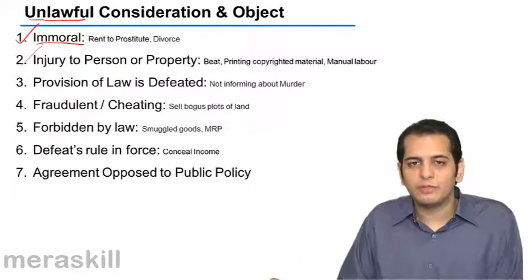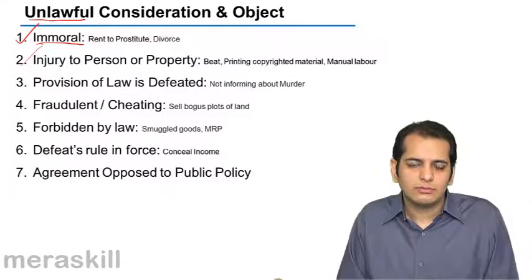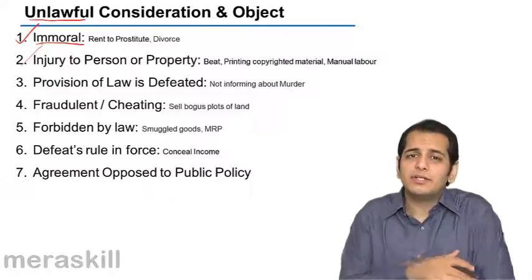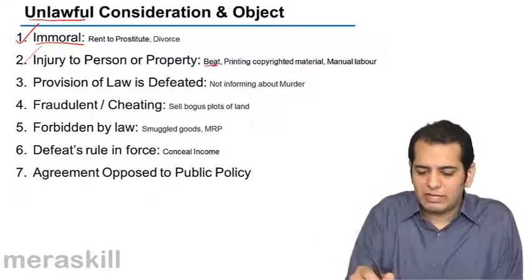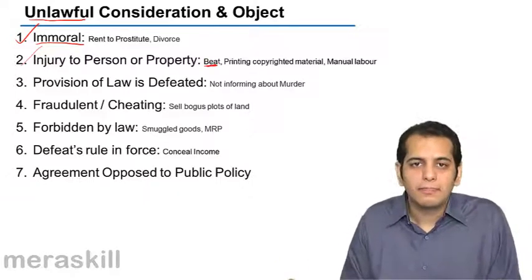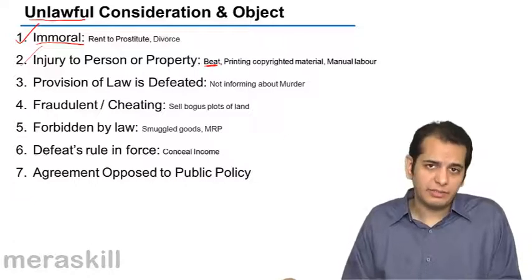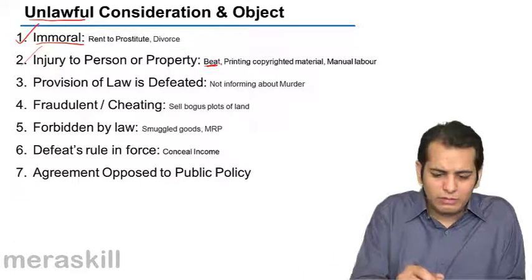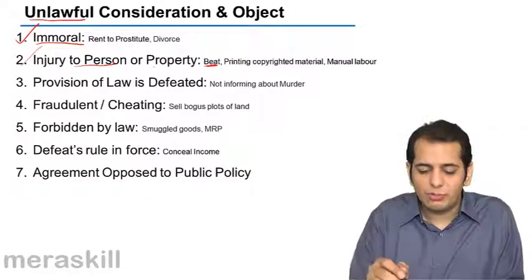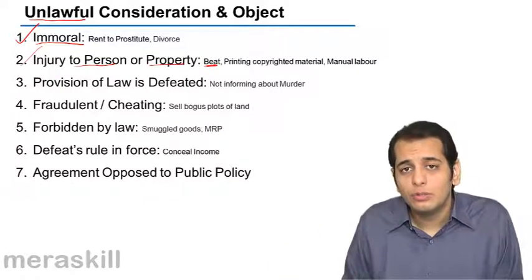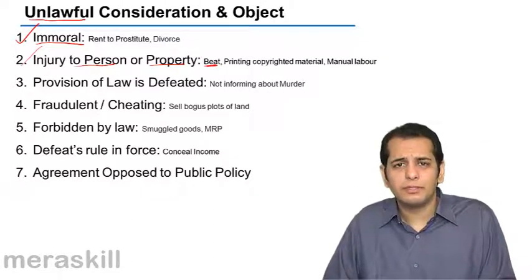The next is injury to person or property. Injury to person means harming a person, causing physical injury to a person. That may imply beating somebody. That may also imply killing somebody. So injury to person is easy to understand. What do you mean by injury to property? How can you injure a property?